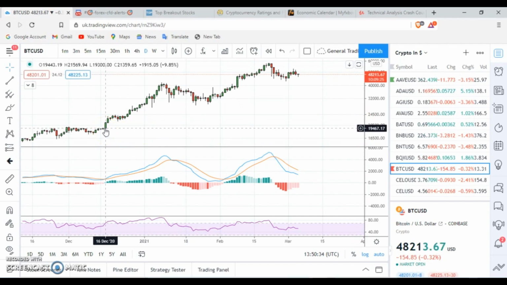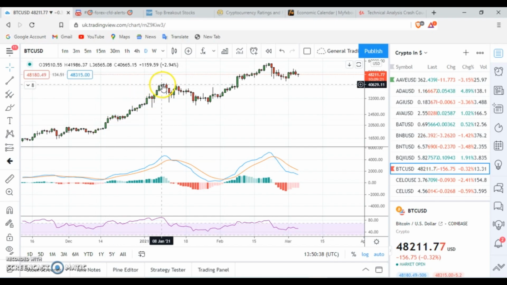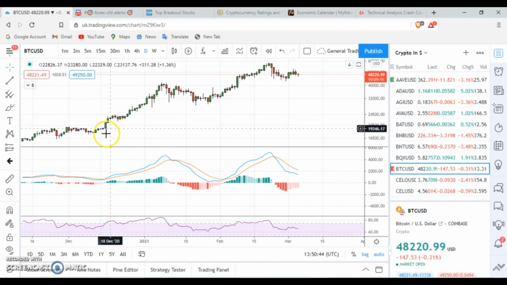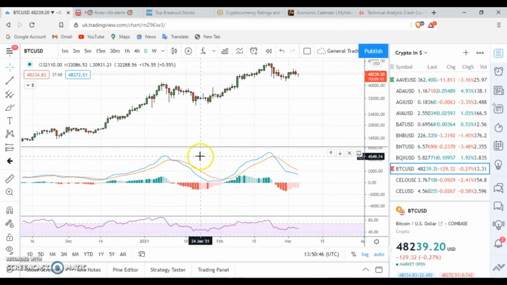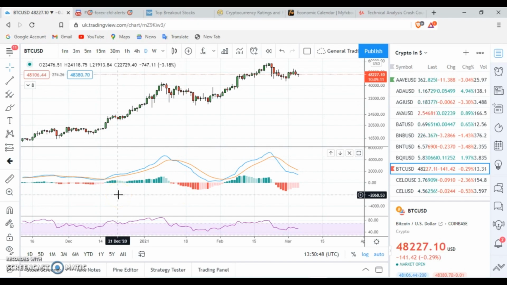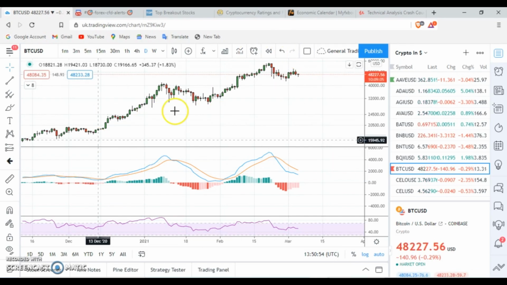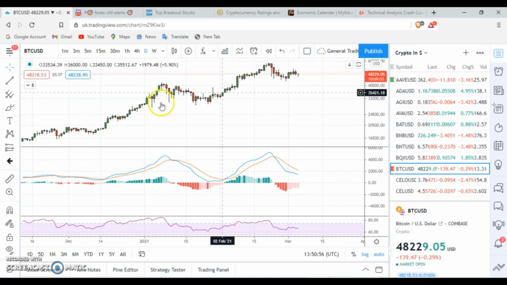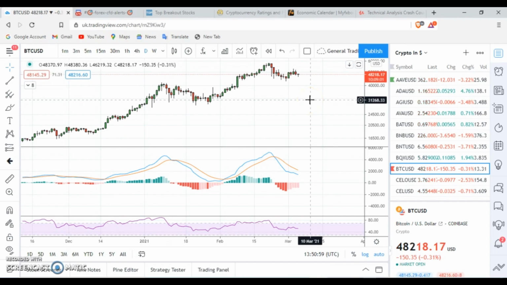So you would have entered here at 19,500-ish, and you would have ridden all the way and crossed here at 33k. That's a massive ride on a daily chart, just based on MACD alone. Massive ride. So that's how you would use the MACD, especially on bullish instruments such as Bitcoin or Tesla or NIO, these kinds of things.